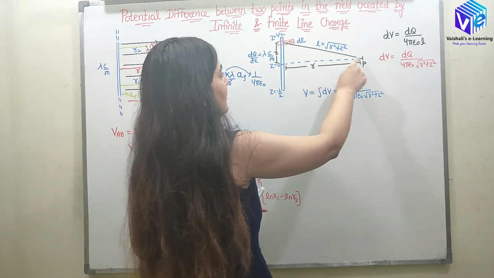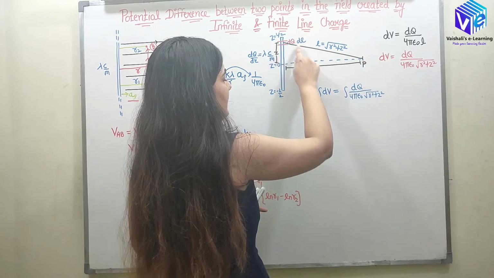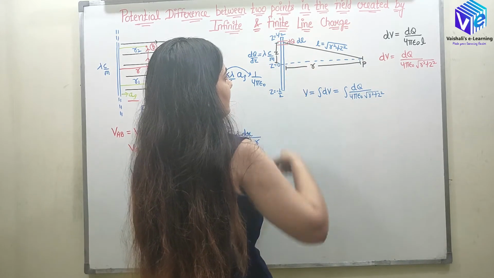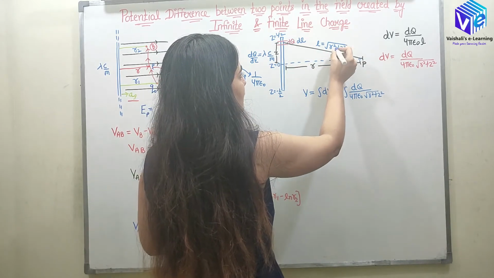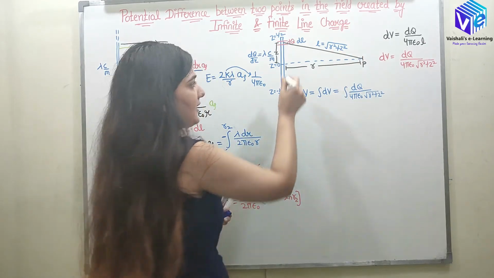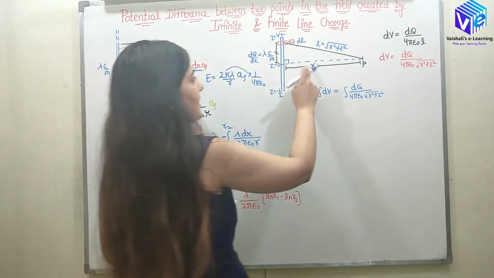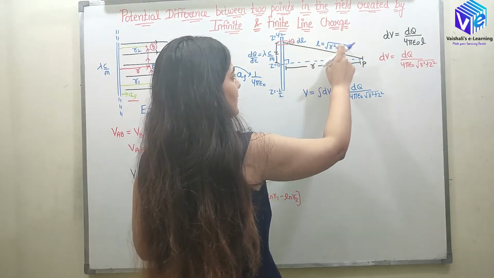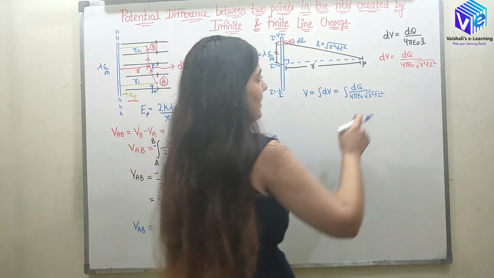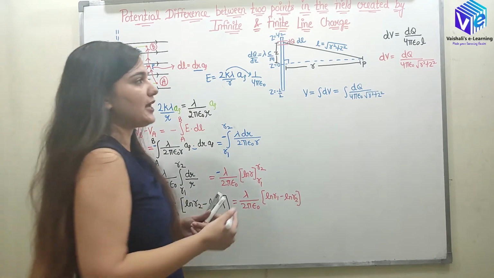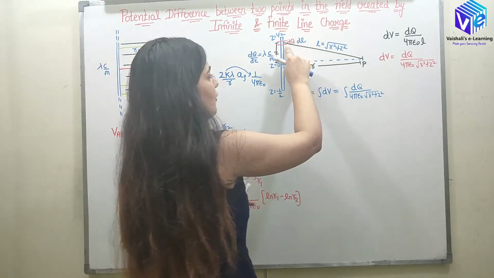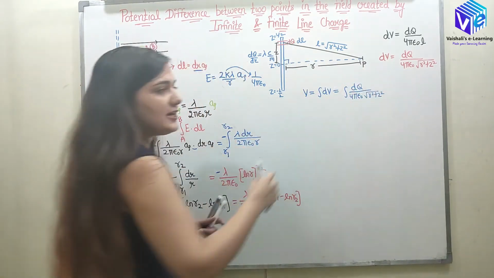Okay, so this L, the length of this line will be given as L is equal to under root r square plus z square by the Pythagoras theorem. This is the 90-degree angle and this is r, this is z. L is equal to under root r square plus z square. Now we know the potential due to this small charge at this point P.